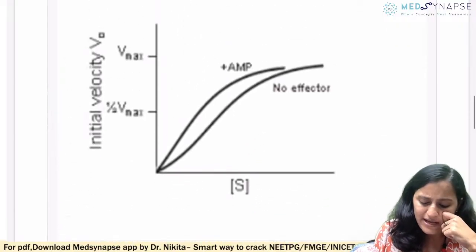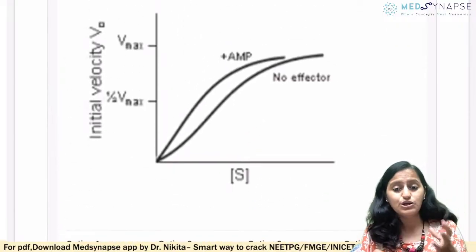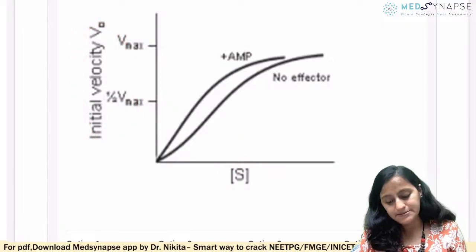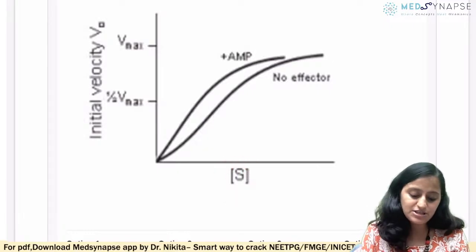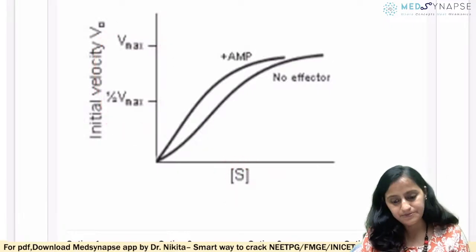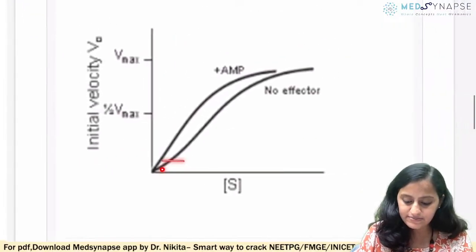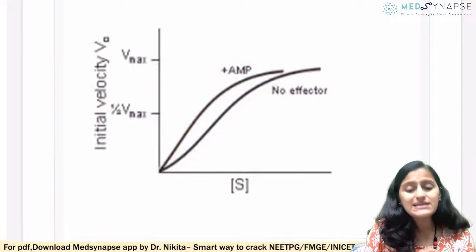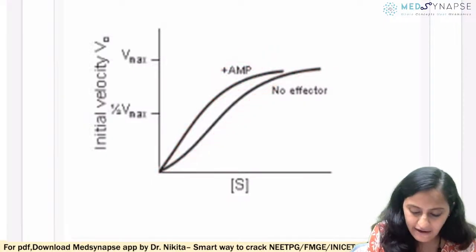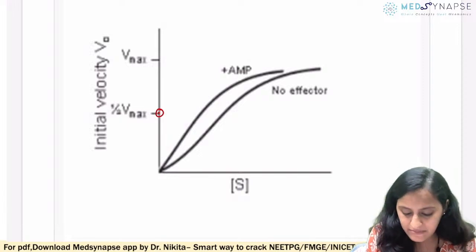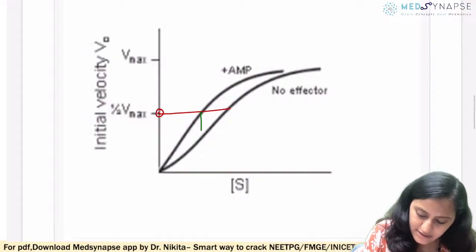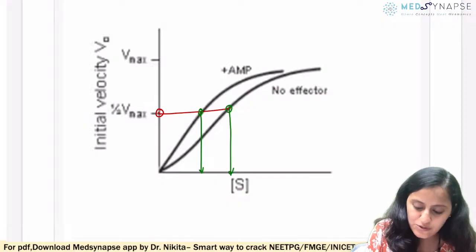So look at the graph here. All you need to look at in a graph is what the x-axis and the y-axis are. It is S, substrate concentration, versus the velocity of the reaction. This line is with no effector, and this line is telling you when the AMP is present. Take any of these velocities. Let's take half the Vmax. If this is the half Vmax velocity, this is the substrate concentration with AMP, and this is the substrate concentration without the effector.